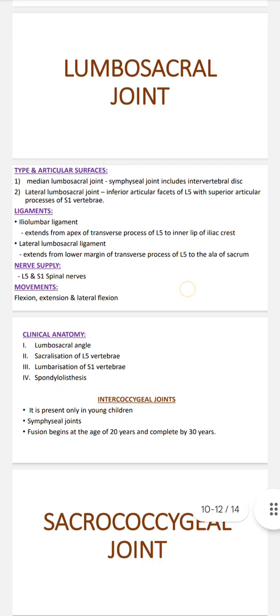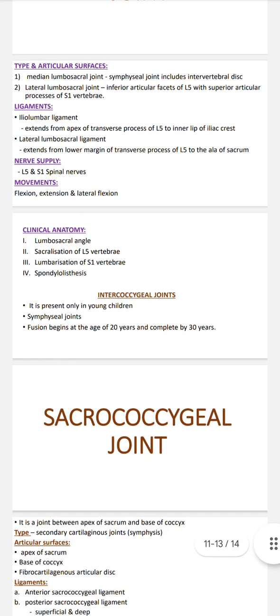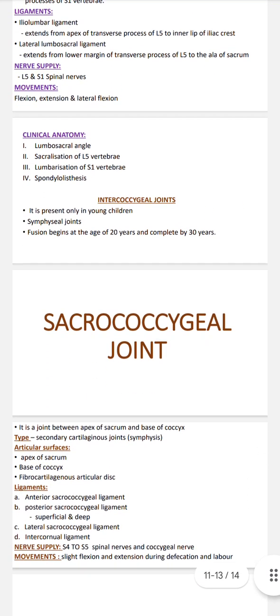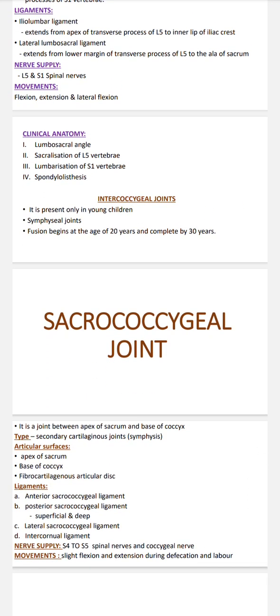Now the clinical anatomy. First one is the lumbosacral angle. Second one is sacralization, which is nothing but the fusion of the L5 vertebra to S1. Third one is lumbarization of the S1 vertebra, where it gets separated from the sacrum. And the last one is spondylolisthesis, which is anterior slipping of the L5 vertebra. So the fourth joint is the intercoccygeal joints.